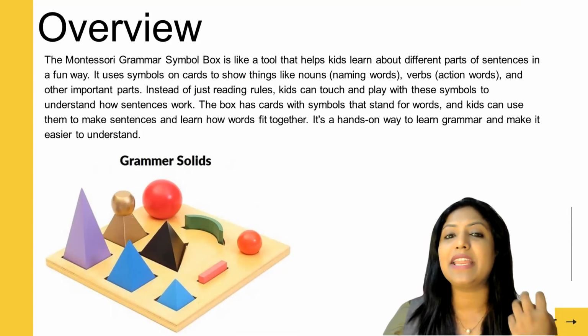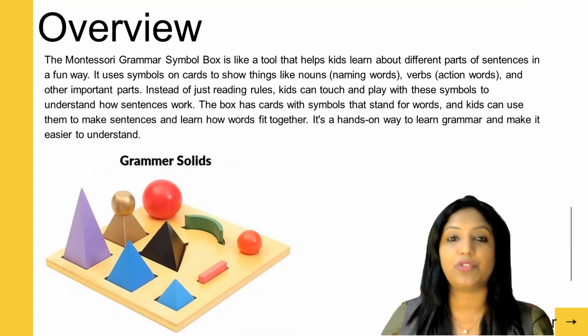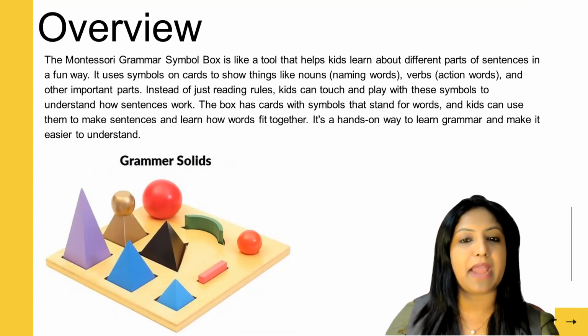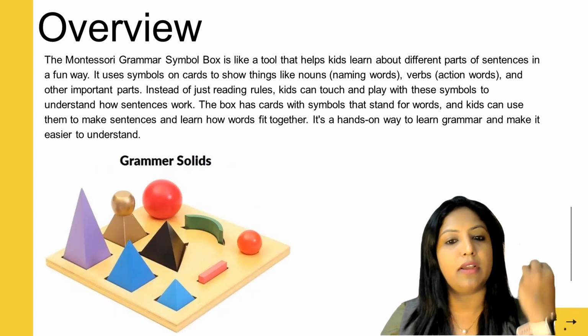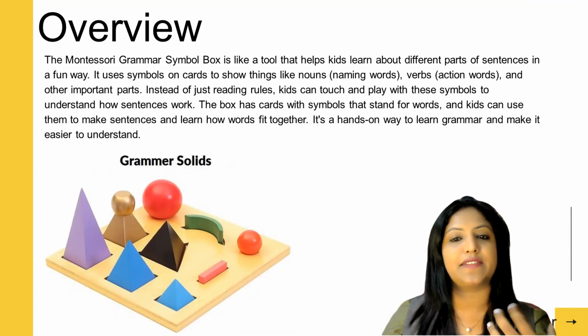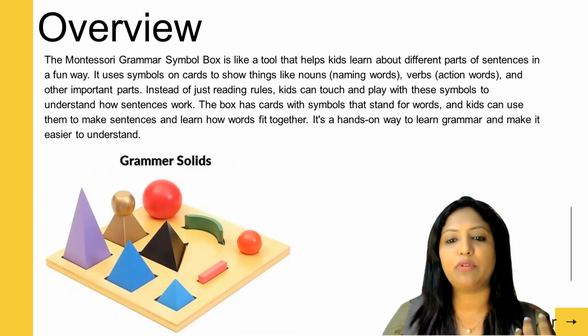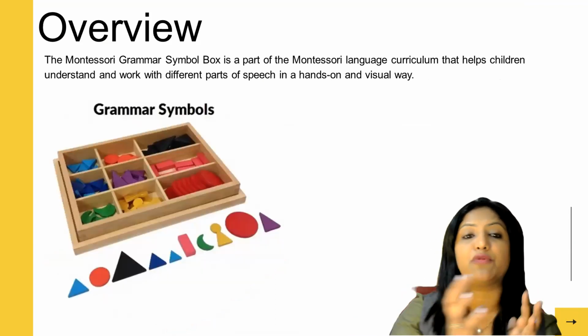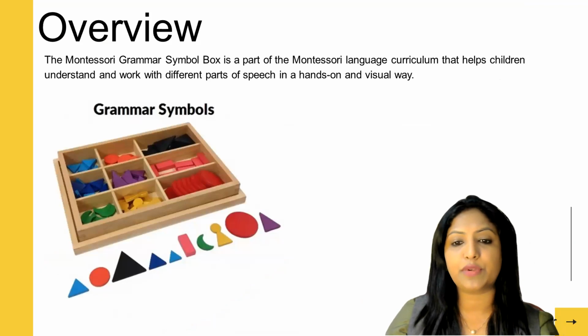The grammar solid is the initial material that you show to children when you're introducing them to each part of speech. Like, the noun is represented by a black triangle. Then to represent my article, I can use my small light blue triangle. Then the adjective is a little larger light blue triangle. But later, when I work on my sentences, I use my grammar symbol box to introduce them to these exercises.